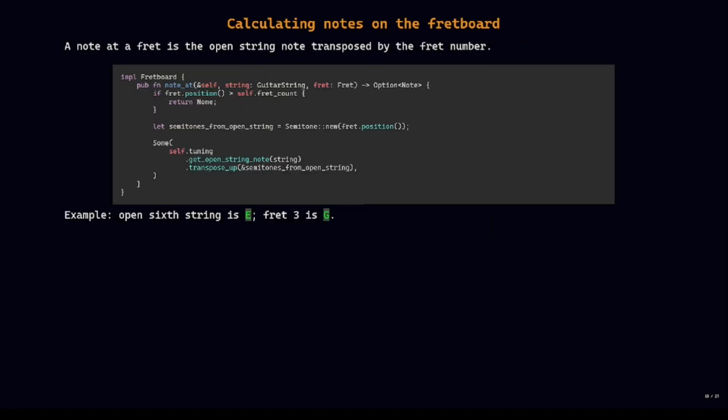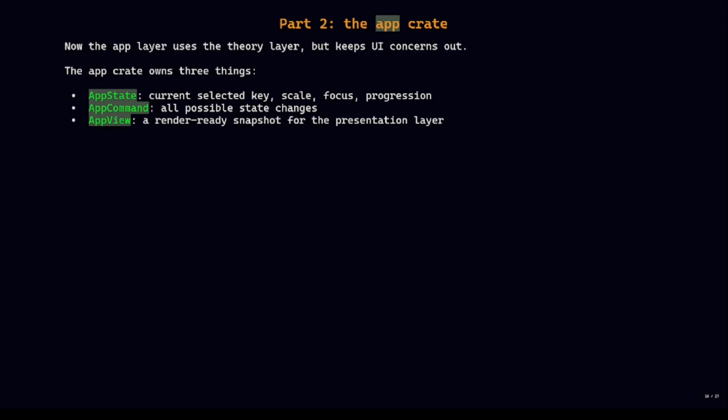And this is how you're going to calculate how you find the note at a fret. Given a guitar string, you know the tuning, and then if you go up the fret number of semitones from the open string, you find what the note at that string is. And now we come to the second part. This is the core app part.